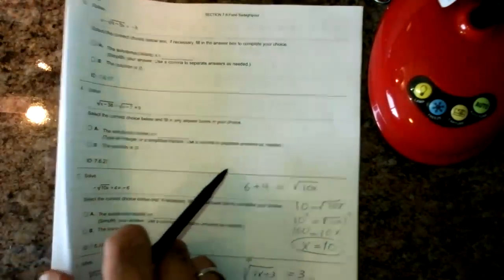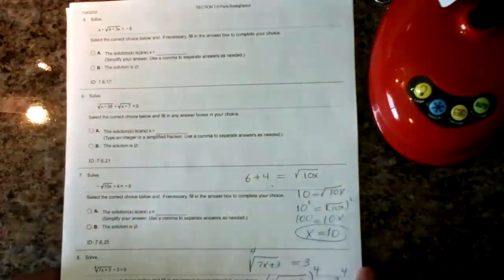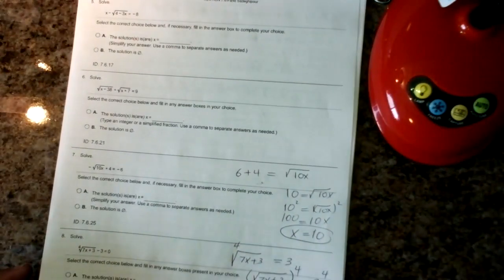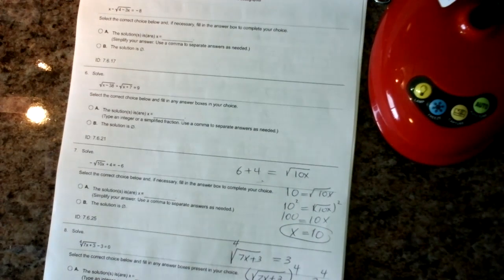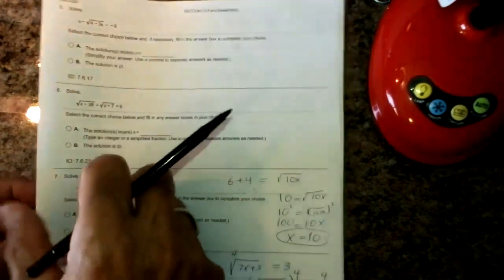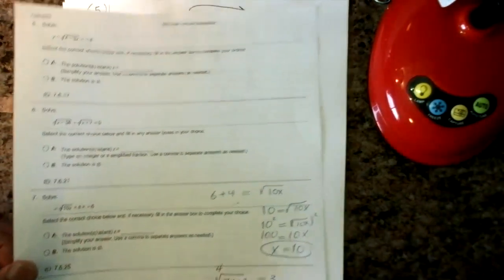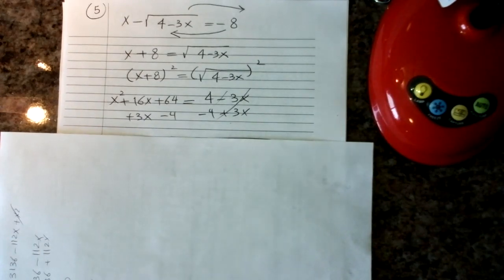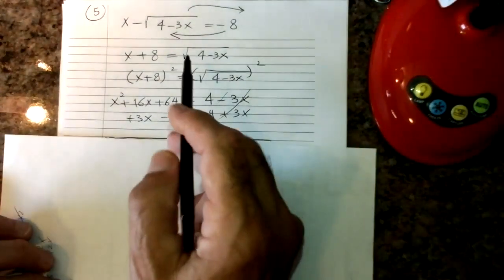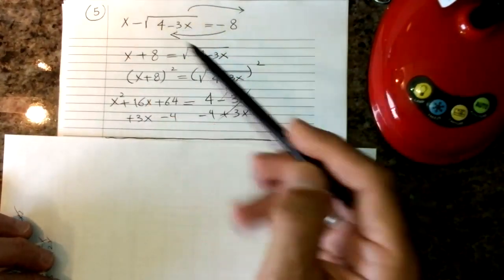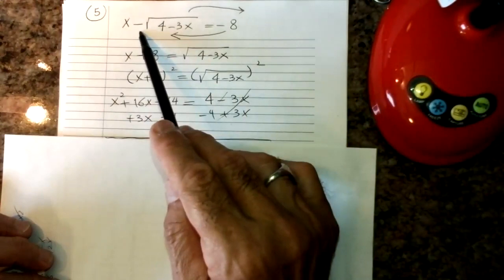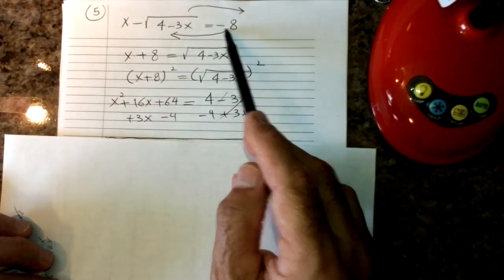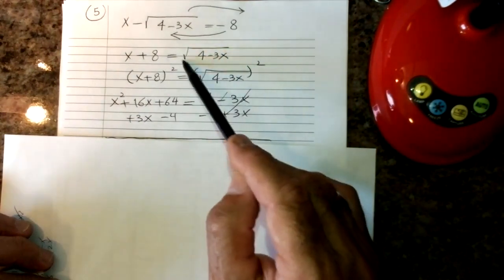Number 5. I have the solution for you for number 5 and number 6. See? This is for number 5. I want to keep the radical by itself. So I move the radical to this side, and this minus becomes positive. I move negative x to the left, which is positive. So now the radical is by itself.